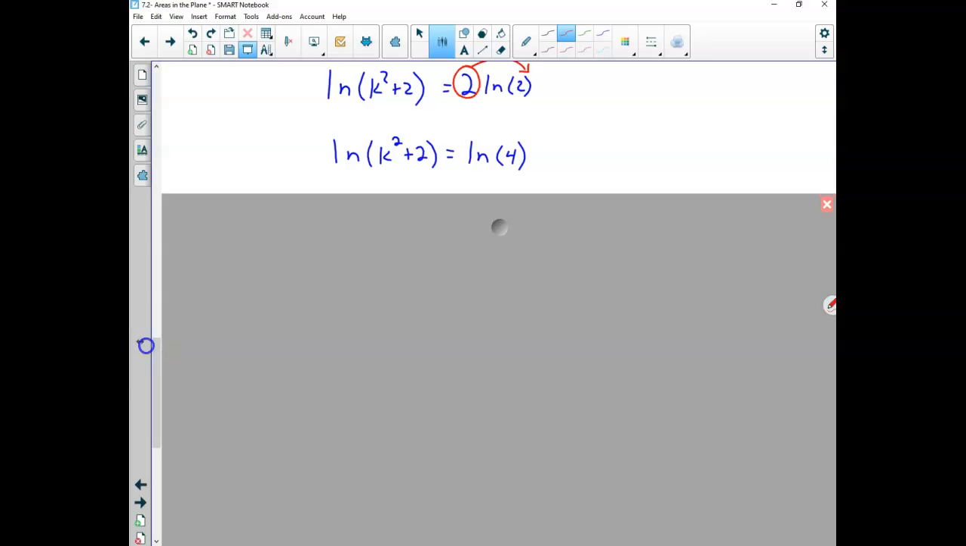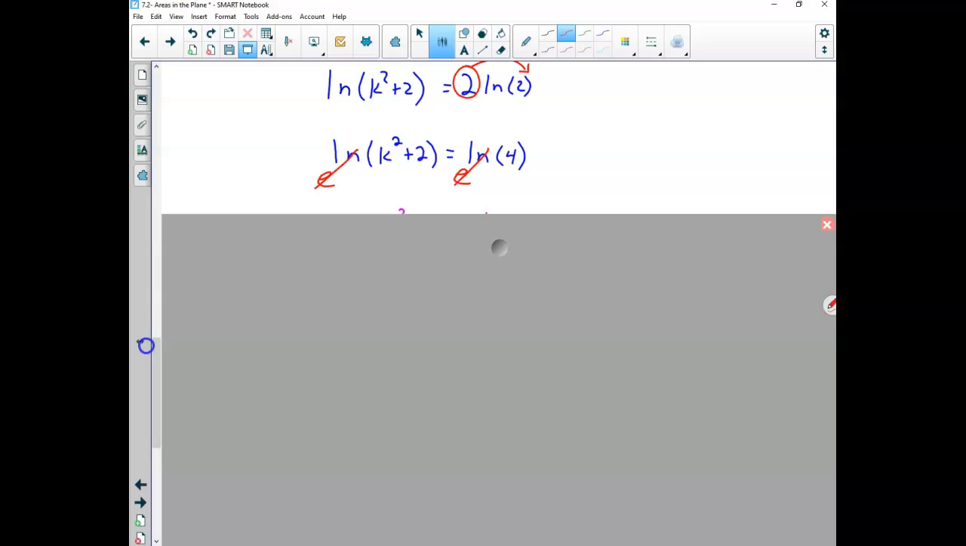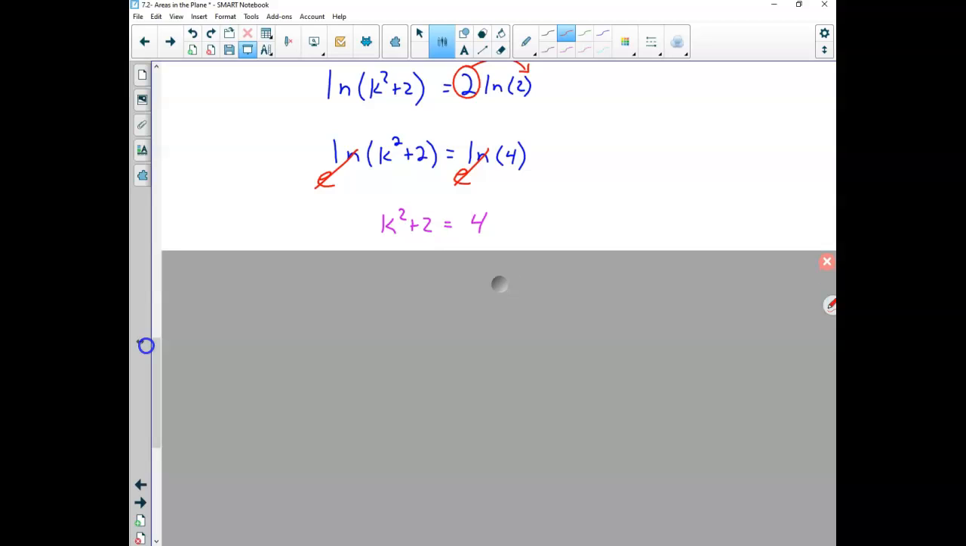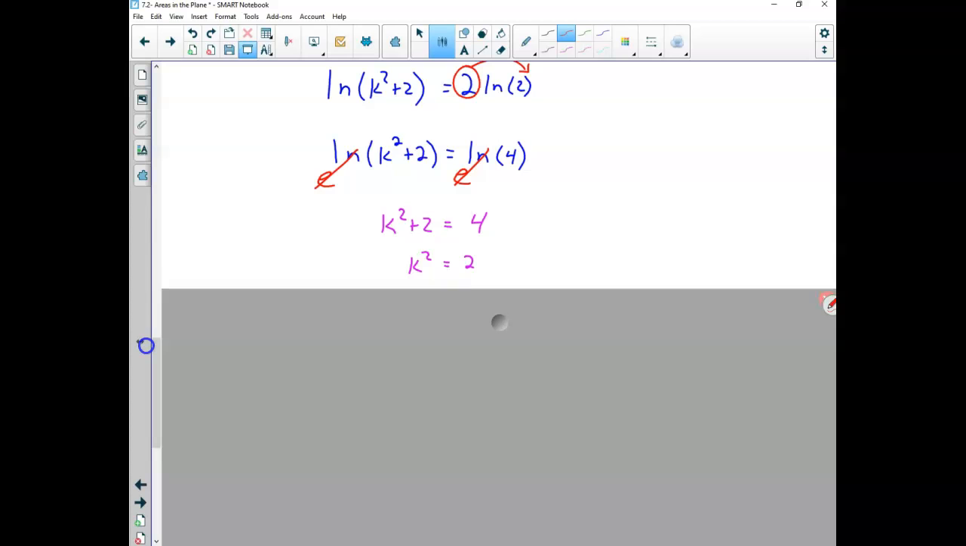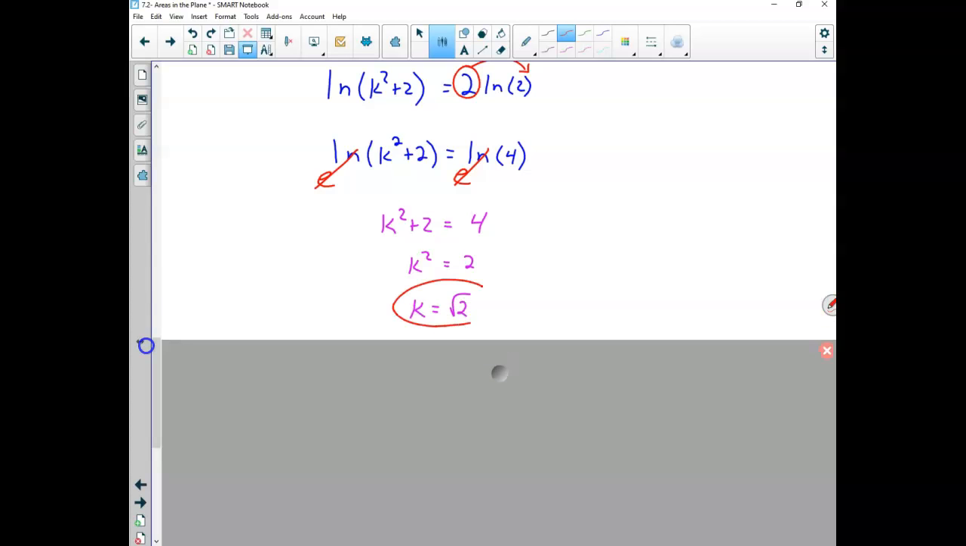Well, how do I get inside of a log? I'm going to base e both sides, and those gobble each other up, and I get k squared plus 2 equals 4. Then I subtract 2, k squared equals 2, then I take the square root, and k is the square root of 2.